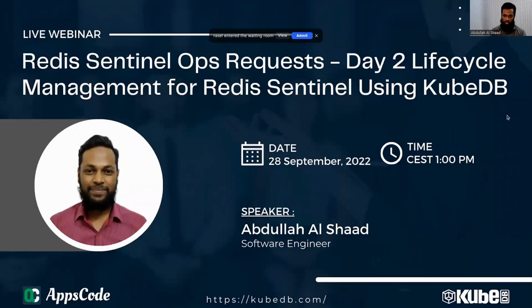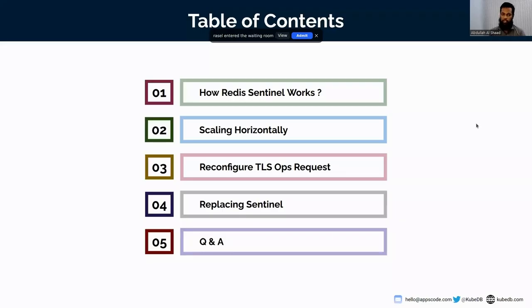So let's get started. First I will describe how Redis Sentinel works, and then I will show you some ops requests KubeDB supports for Redis Sentinel. I will show you how to scale horizontally your database and Sentinel instances. Then I'll show the reconfigure TLS ops request. Then I will show how you can replace Sentinel in your cluster. And after that, we will have a QA session.